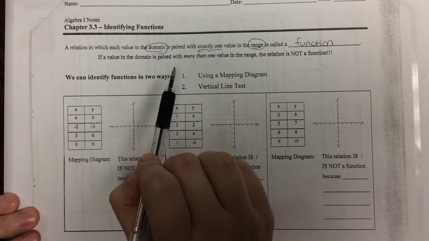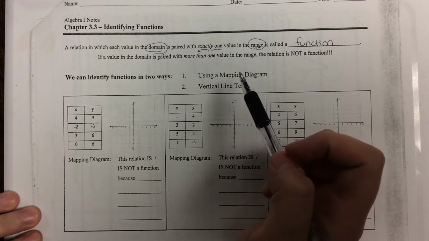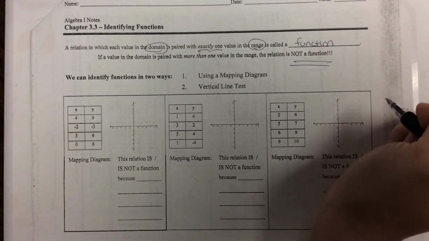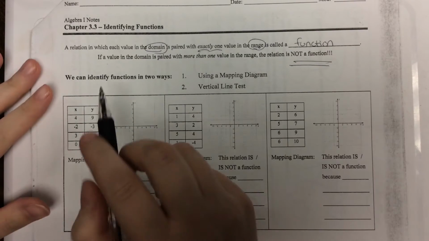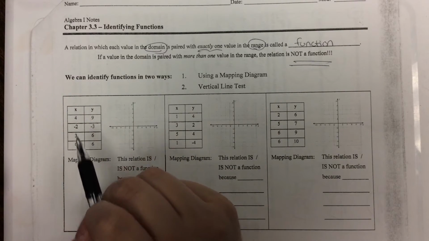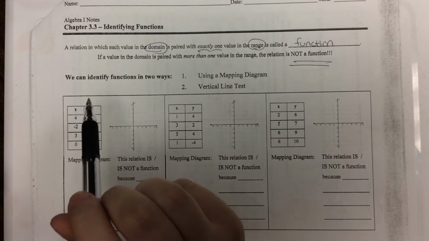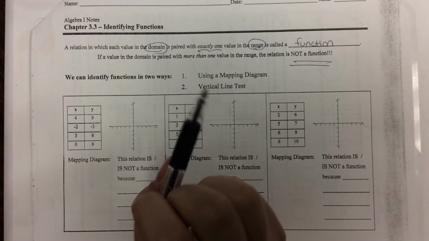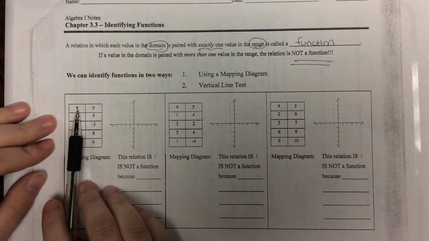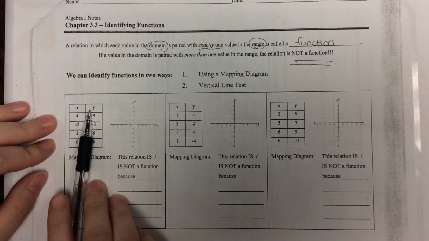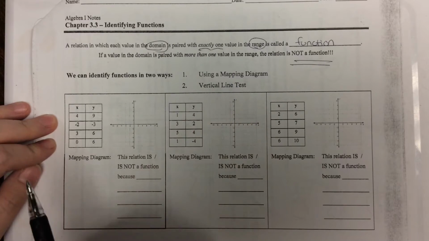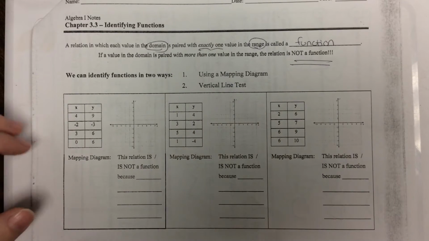If a value in the domain is paired with more than one value in the range, then that is not a function, okay? So pay very close attention. We call our domain values, our x values, the inputs, and we call our y values, our range values, the output. So you can think of it as, for every input, there should only be one output. If you have more than one pairing, then this is not a function.